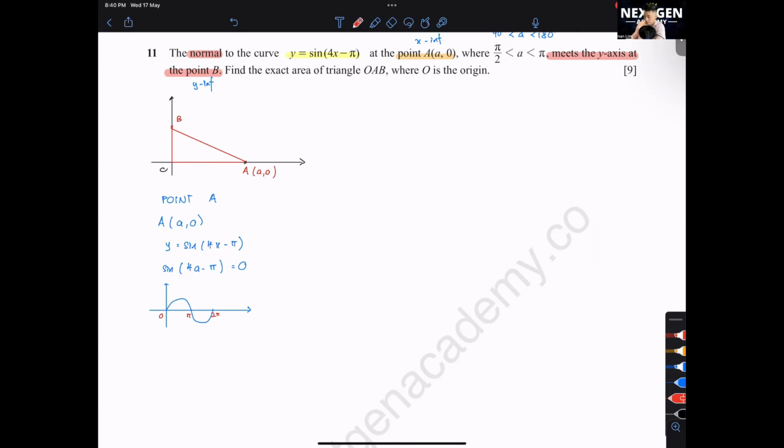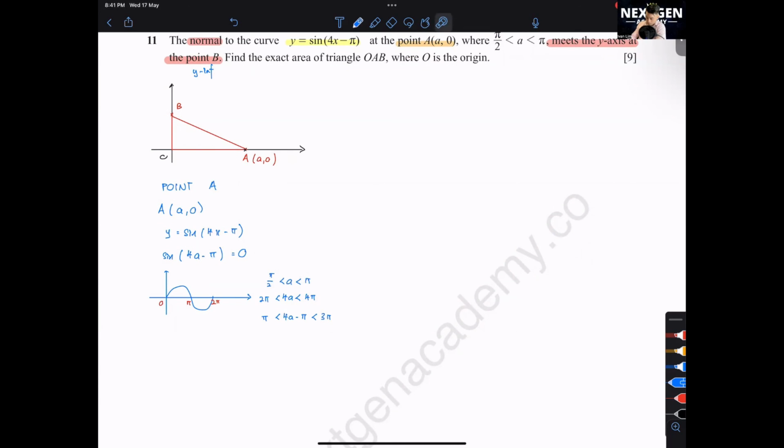What would be my domain of values here? Originally, they give us in the question, pi over 2 to pi. So I want to do 4a minus pi, so the whole thing I multiply by 4. Here will be 2 pi. Here will be 4 pi. Then you minus pi. So this one will become pi. This will become 3 pi.